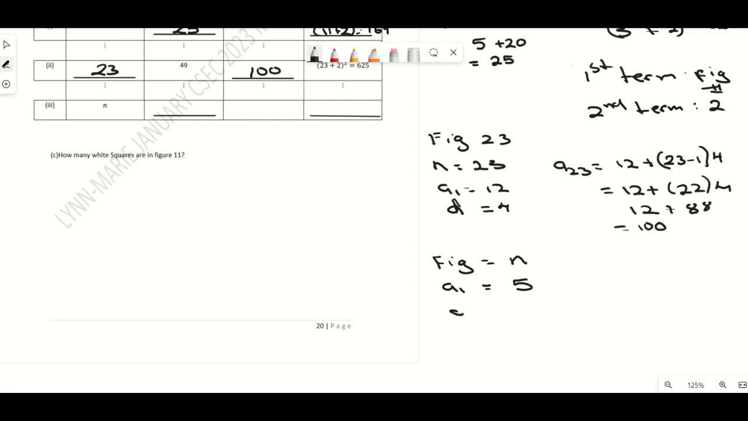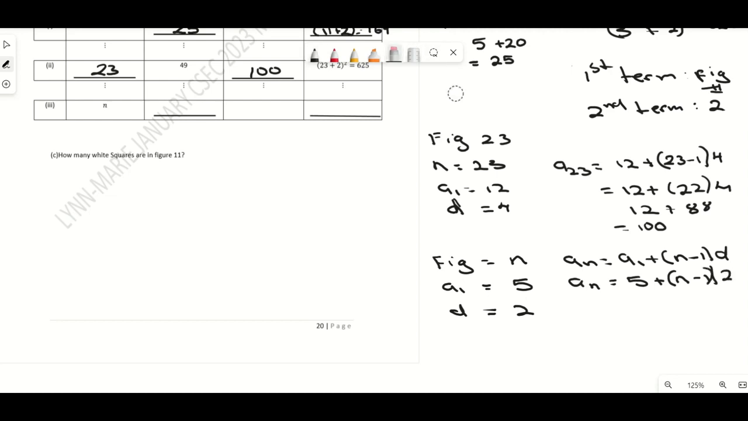A1 is 5, and the difference is 2, right? So you're going to put it in the formula that we know: An is equal to A1 plus open bracket n minus 1 by d. Everything you see in here, you just put in the formula. So when we know the figure number is n, An is equal to A1, which is 5, plus open bracket n minus 1 by a common difference, in this case 2, right?